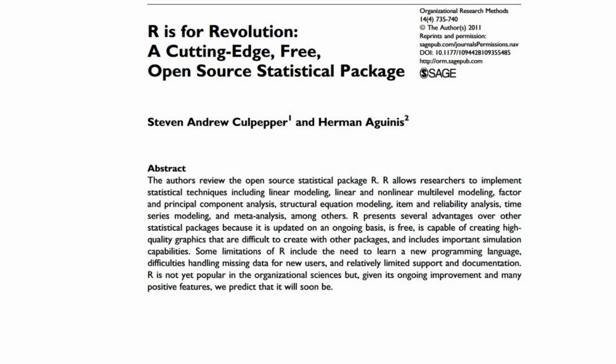All right. So you sent over this research article about R, this statistical software package. It's by Stephen Andrew Culpepper and Herman Guinness, like the beer. Exactly. And I have to admit, I was a little skeptical at first. Yeah, another stats program. But as I started reading, I realized this R thing could be really interesting. Especially for someone like you who's always pushing the boundaries with data analysis.